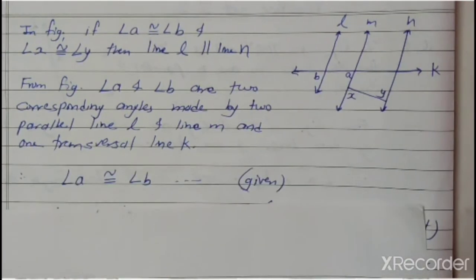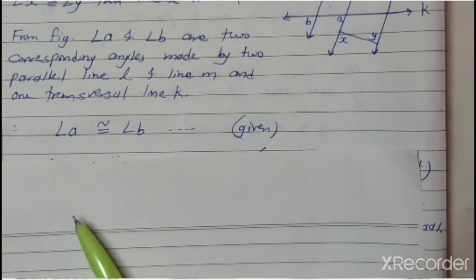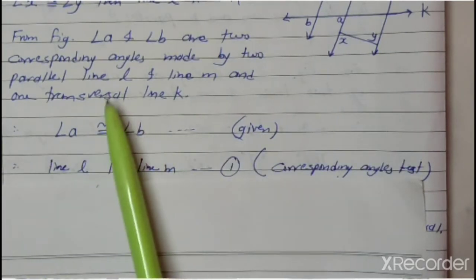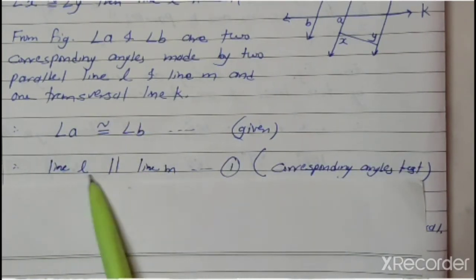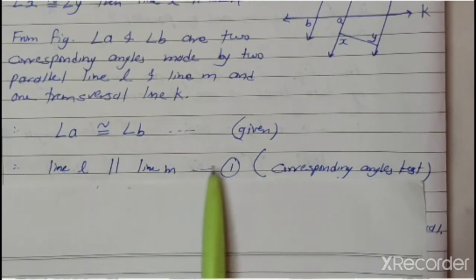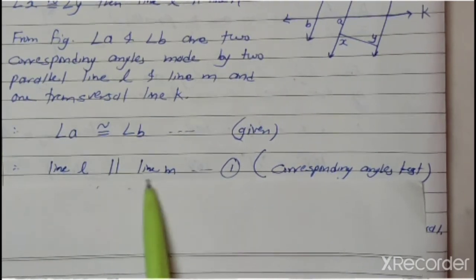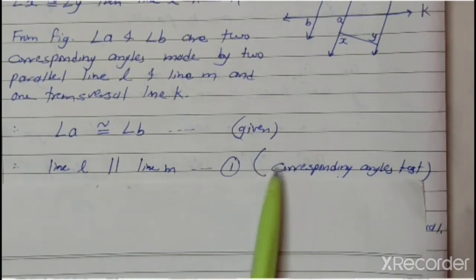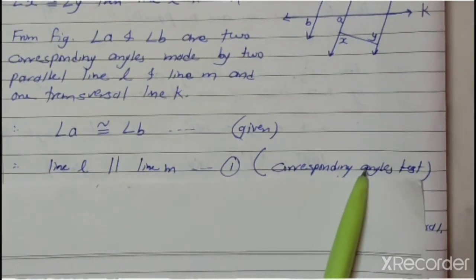It is given. So from this given concept, you can say that these two angles are made by these two lines. Therefore, these two lines are parallel. So this is our equation number 1. We write down this step by using the corresponding angle test.